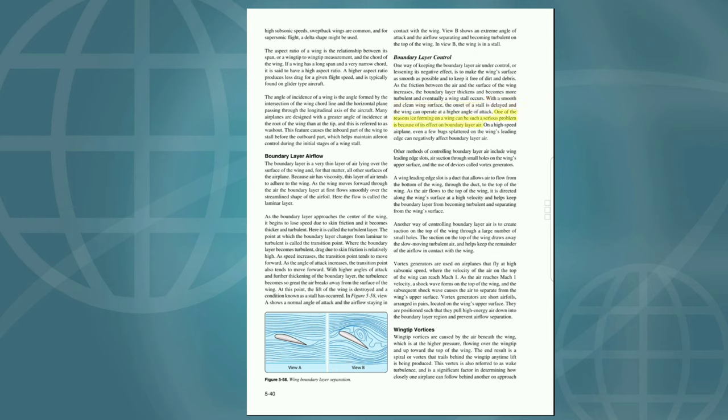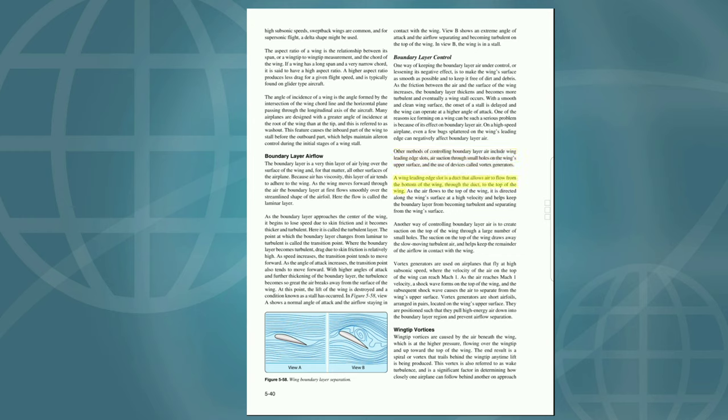One of the reasons ice forming on a wing can be such a serious problem is because of its effect on boundary layer air. On a high-speed airplane, even a few bugs splattered on the wing's leading edge can negatively affect boundary layer air. Other methods of controlling boundary layer air include wing leading edge slots, air suction through small holes on the wing's upper surface, and the use of devices called vortex generators.